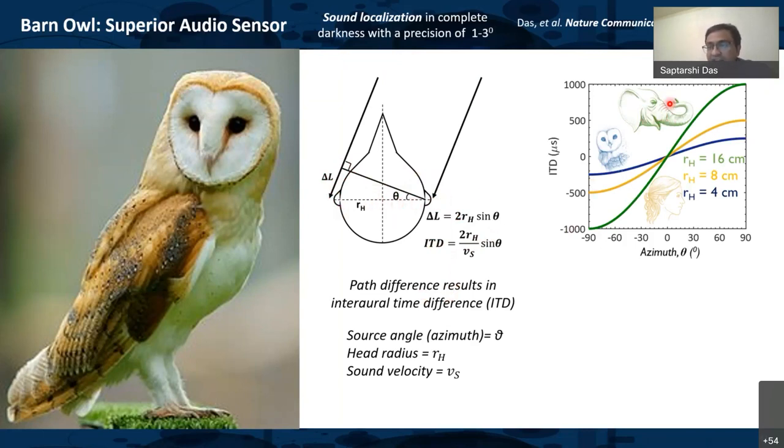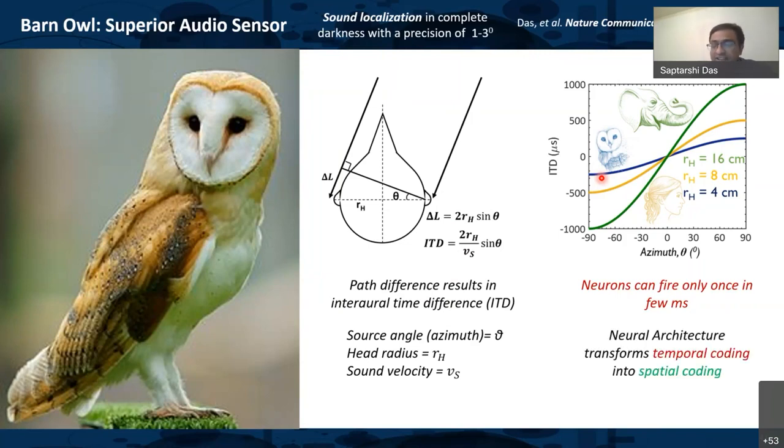So elephants have a big head, so the time difference will be much larger compared to humans. The barn owl will actually have a very, very small time difference, in the range of hundreds of microseconds. Now, the problem is, in the brain, the neurons can fire only once in a few milliseconds. So you are trying to solve a problem which exists on a microsecond timescale using computational tools which can only operate every few milliseconds. So that's a difficult computational task.